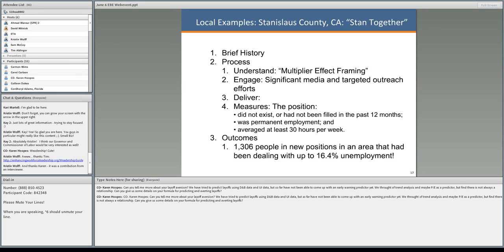So you can see that they put, I would argue, relatively high standards on how they measured what counted as a job in the Stand Together initiative. So I think we can come back to this in the question and answer time, but the way they determined if this was a job that would count was that it did not exist or had not been filled in the past 12 months. It was permanent, and it averaged at least 30 hours per week.